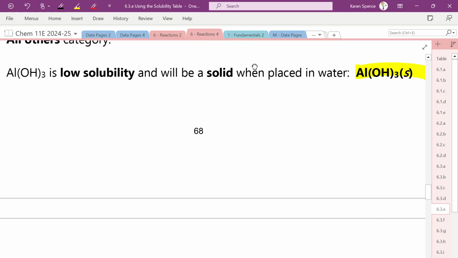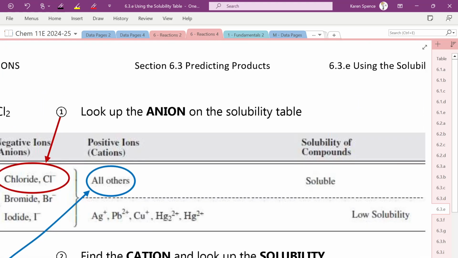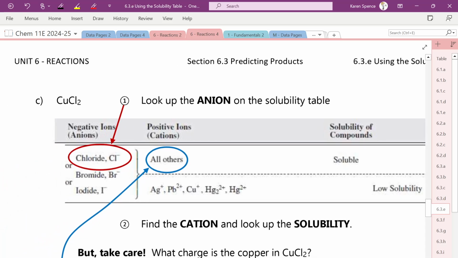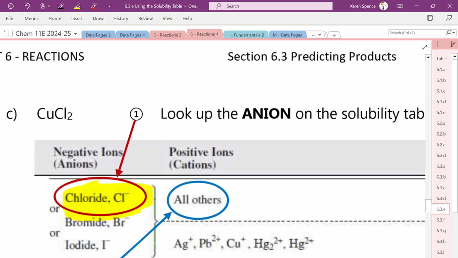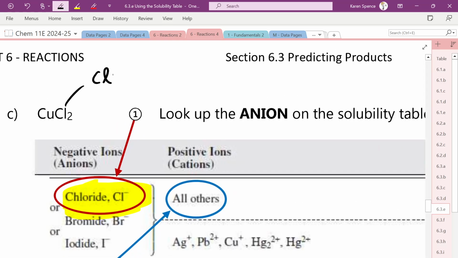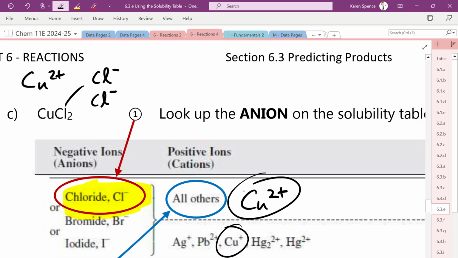The last two examples are just with chloride. That's where you've got the copper 1 and the copper 2 that do different things. So you've got chloride. If we have this copper here with Cl minus, Cl minus, this is Cu2 plus. And so it's in all others. If it was copper 1, it would be down below. But what we have is copper 2. So it will be soluble.